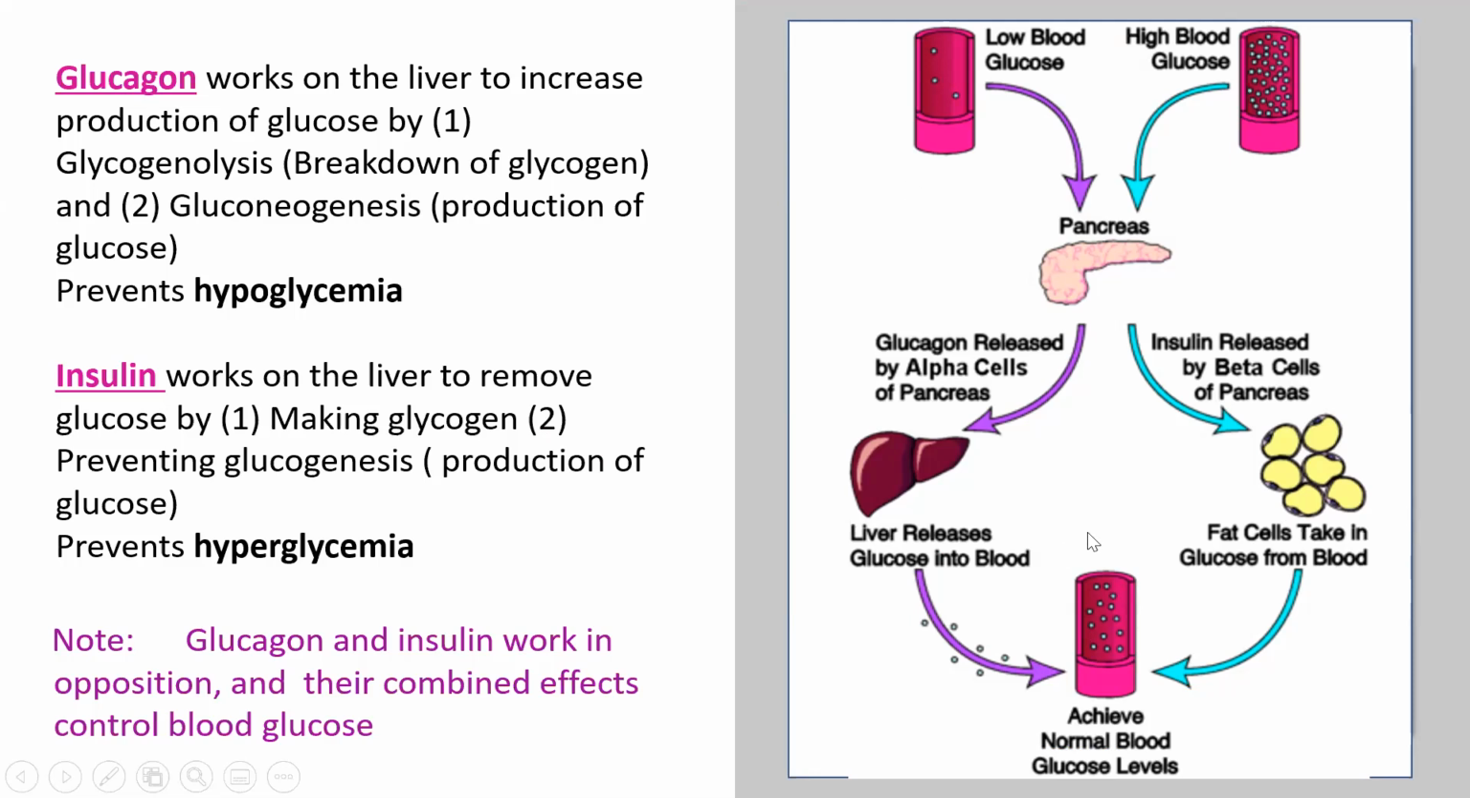So glucagon and insulin have different or opposite ways of acting, I would say, and they kind of have to be balanced for the body to function normally. Of course, both have to be actively present. So glucagon and insulin work in opposition. The combined effects control blood glucose. Sometimes the blood glucose is high, then we need the insulin. When it's low, we need the glucagon.